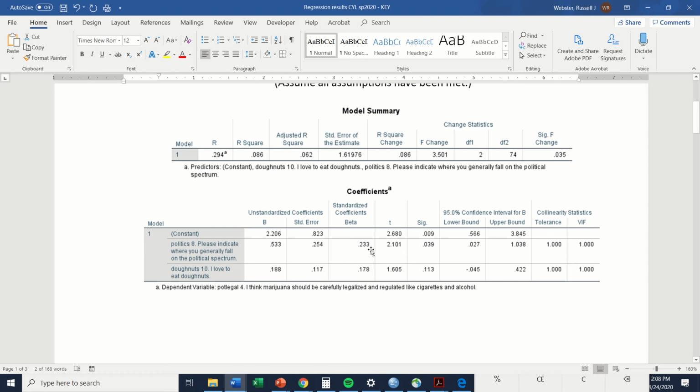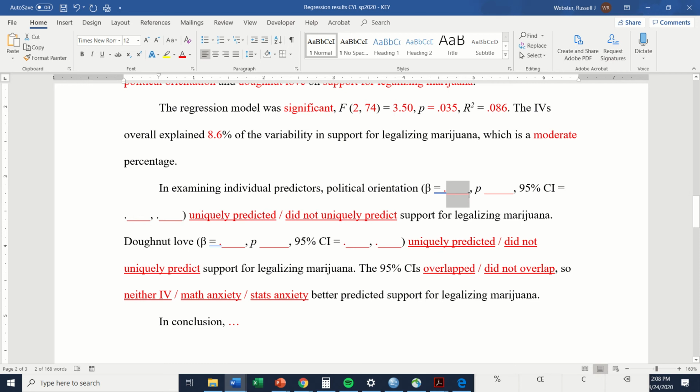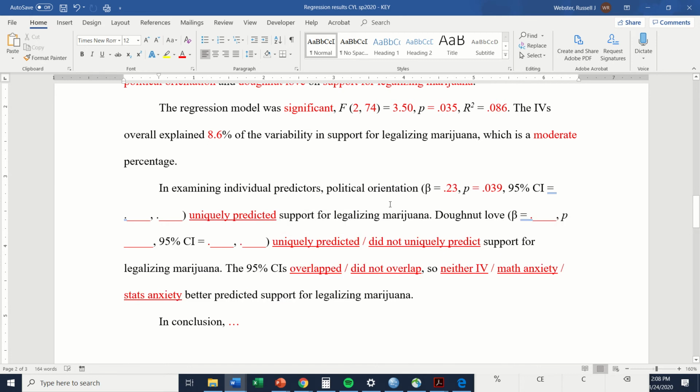Political orientation, we have a beta value of 0.23 and a p value of 0.039. So given the p value here of 0.039, political orientation did uniquely predict support for legalizing marijuana. Political orientation is a significant predictor. There is significant unique overlap between political orientation and support for legalizing marijuana.